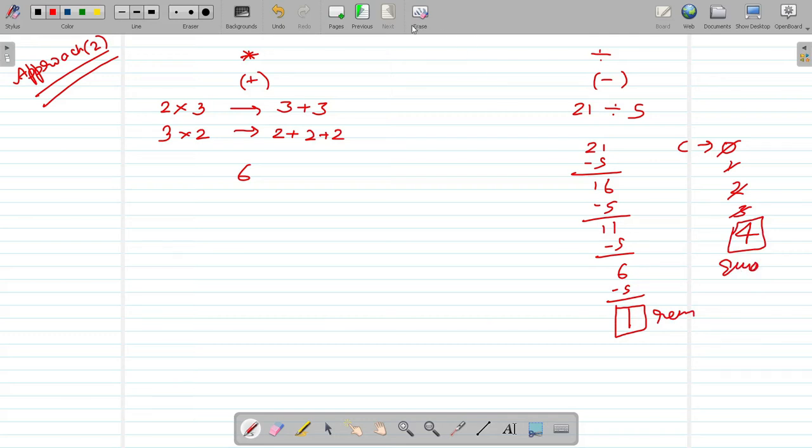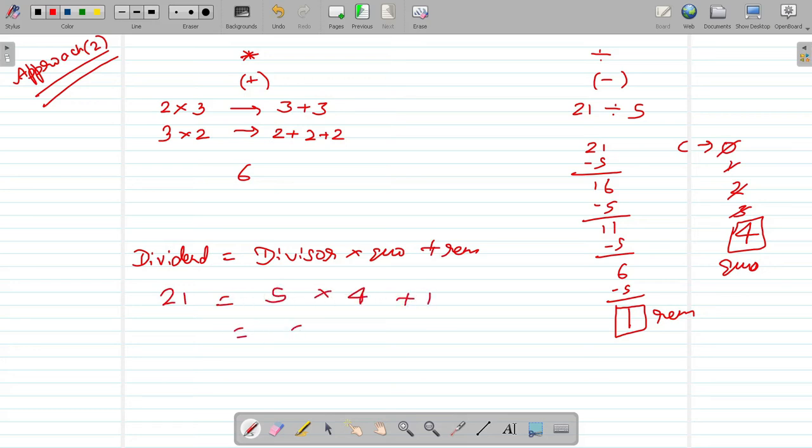And we can also verify it. We already know that dividend is equal to divisor times quotient plus remainder. So it was 21, the divisor was 5, the quotient is 4, plus 1 remainder. So this is 20 plus 1, 21 exactly. Now let's try to write a pseudocode for it.